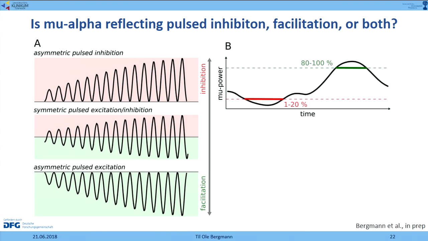And we did so by targeting two different states of alpha power, the upper 20% of the individual mu power distribution or the lower 20%. The upper 20% would be strongly expressed mu rhythm, and the lower 20% would be strong desynchronization, almost an absence of this oscillation.